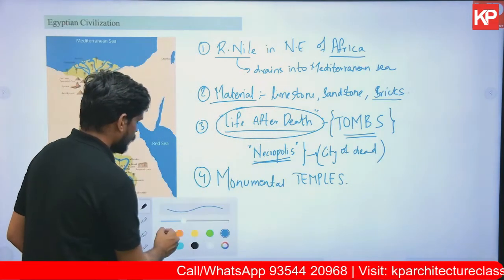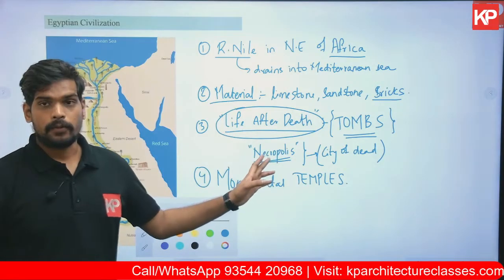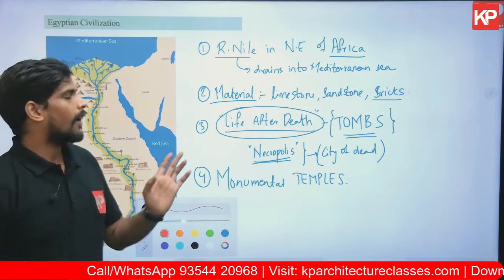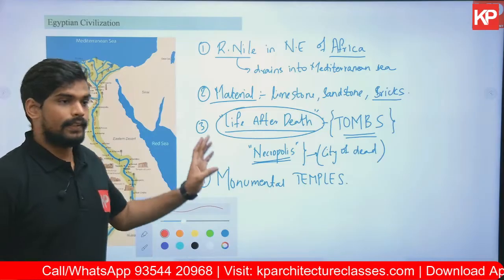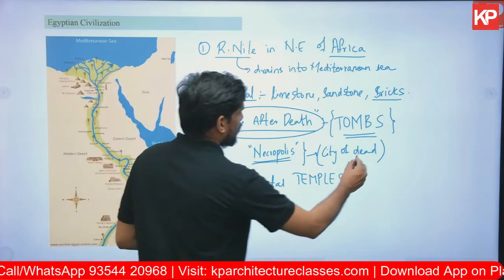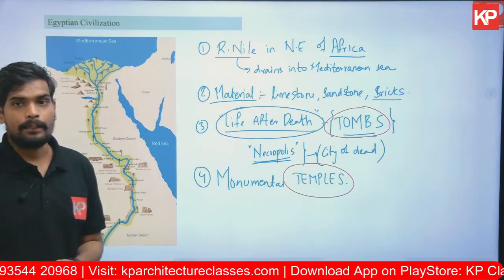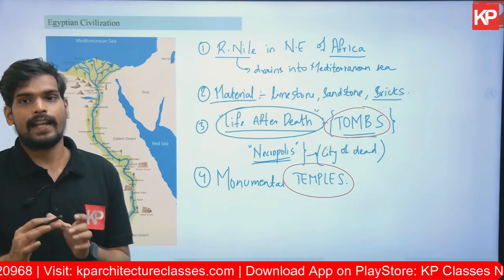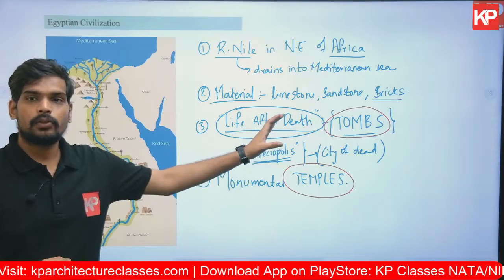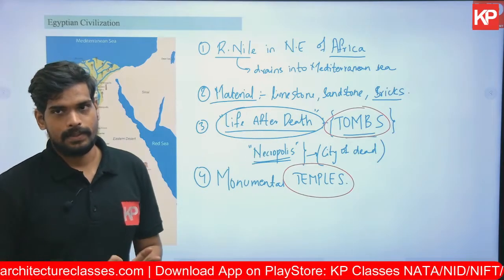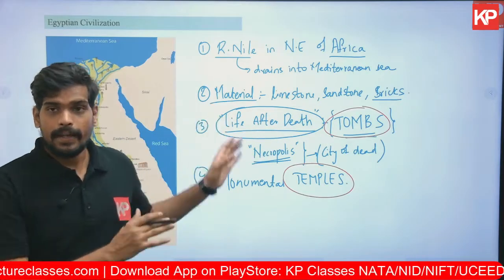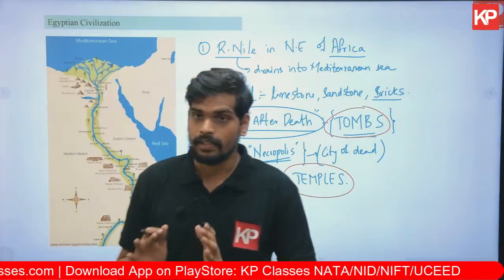So with respect to ancient Egypt, material, I told you limestone, sandstone and bricks. I also told you about the geography of it. The most important point with respect to the typology of buildings, ancient Egypt is dominated by tombs and temples. So with respect to the architectural character, we will look into the details of the tombs of ancient Egypt and temples of ancient Egypt. So these are some introductory points. Make a note of these 4 points for your reference in the notes as well.